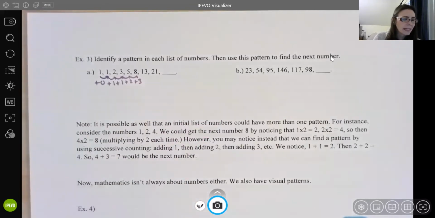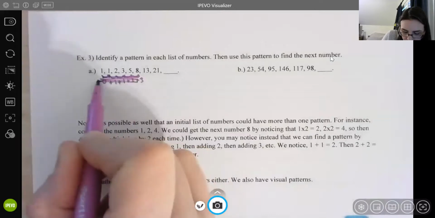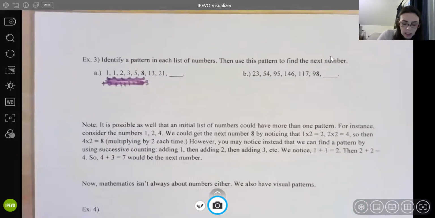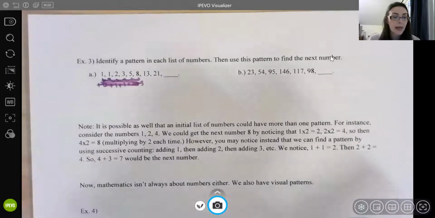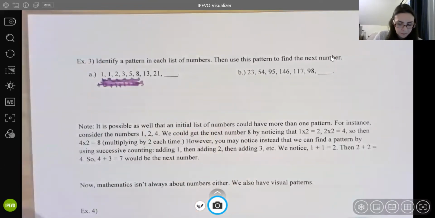If I try multiplying, again, I don't really see anything clearly. So the pattern here, this is actually a really special pattern. It is an adding pattern, but it's a little hard to see. So this is actually called the Fibonacci sequence. And it's a special pattern where you add the 2 digits before.